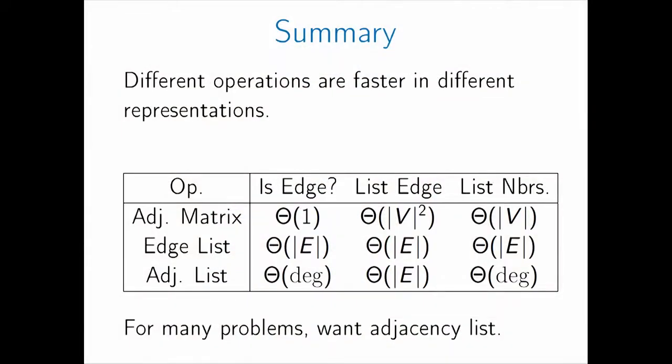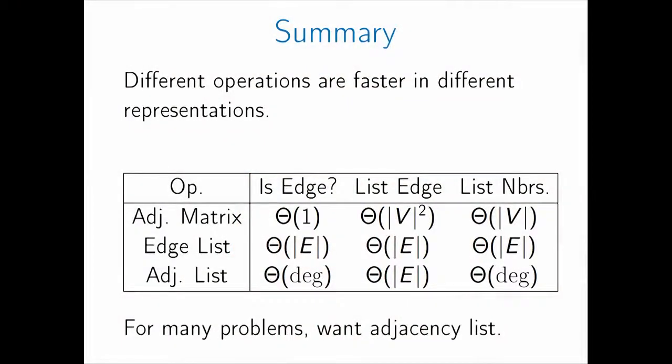Now, another thing you might want to do is list all of the edges in a graph. And the adjacency matrix is terrible here because the only thing you can do is scan through every entry of the matrix and each one gives you an edge. But that takes time proportional to the number of vertices squared. However, the edge list does this very easily. It just lists all the edges in order, which is what it does. O of E time.